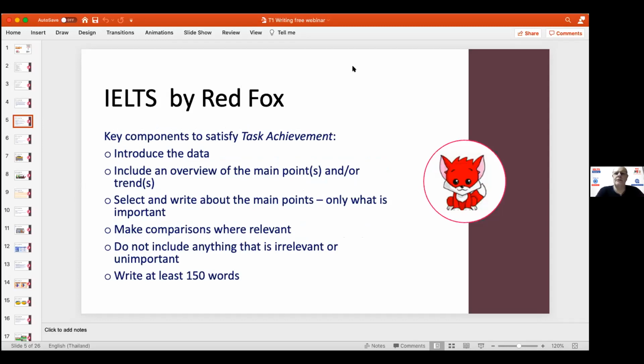We must include an overview of the main points or trends. Now, overview means a general picture of what is the most important fact or facts that we can see from this visual data. This means we don't want any detail in here at all. If you have detail and specify figures or what have you, then the examiner will read this as not having provided a satisfactory overview, and your score for this element will be no higher than 5.